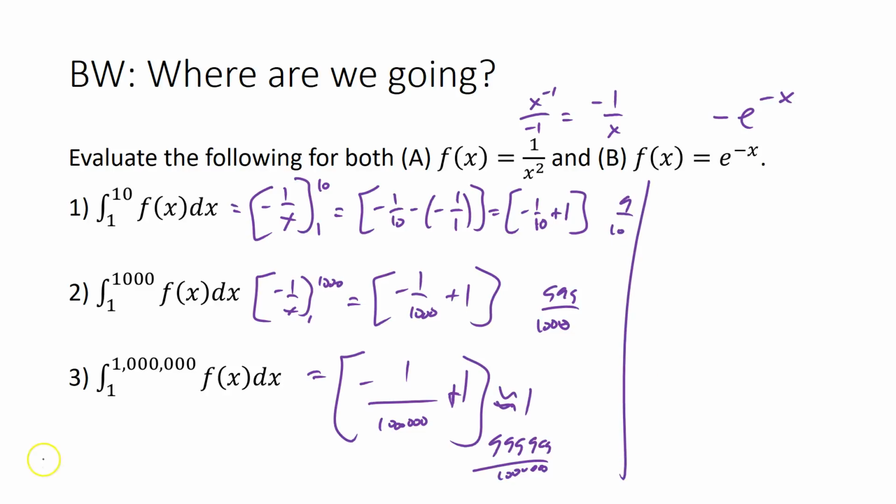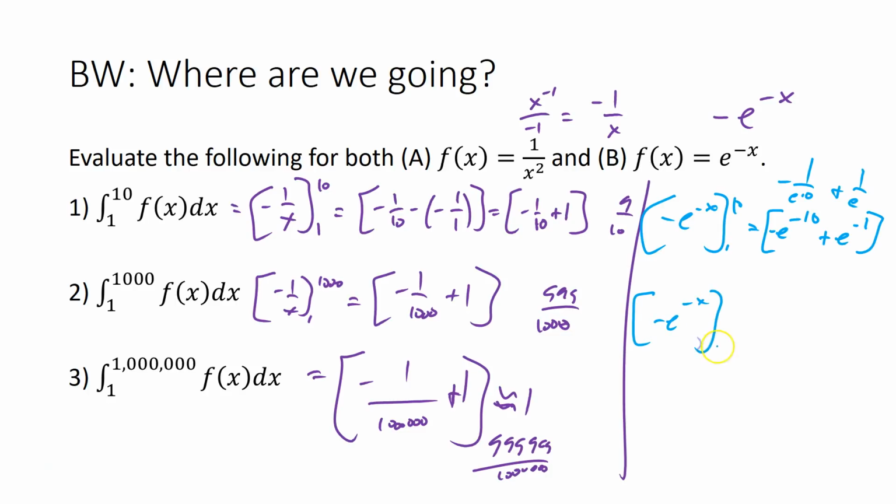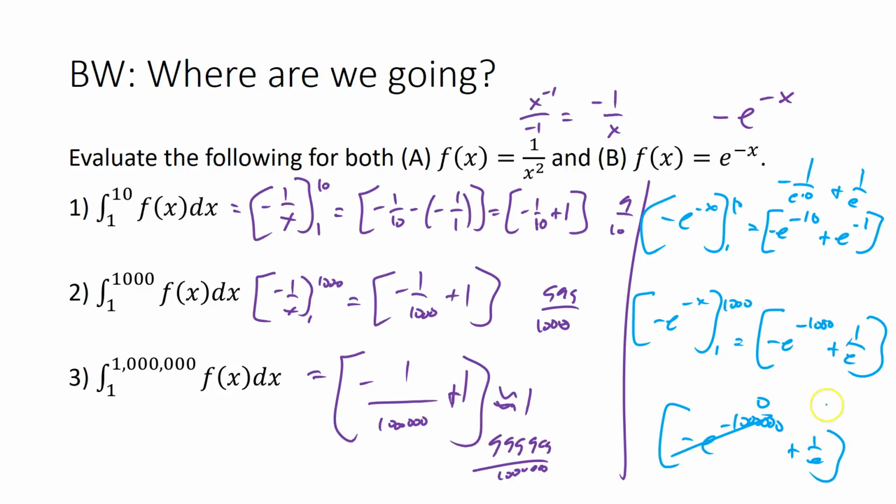So let's try with e to the negative x. Let's change to a different color here, about blue. So if we do negative e to the negative x, from 1 to 10, that's going to be negative e to the negative 10 minus a negative, so plus e to the negative 1. So e to the negative 10 is a really small number, right? Negative 1 over e to the 10th, and then plus 1 over e. Next up, if we go negative e to the negative x from 1 to 1,000, we're going to have negative e to the negative 1,000 plus e to the negative 1, which is 1 over e. Then the last one will have negative e to the negative 1,000,000 plus 1 over e. So this is essentially 0, so this is pretty much 1 over e.